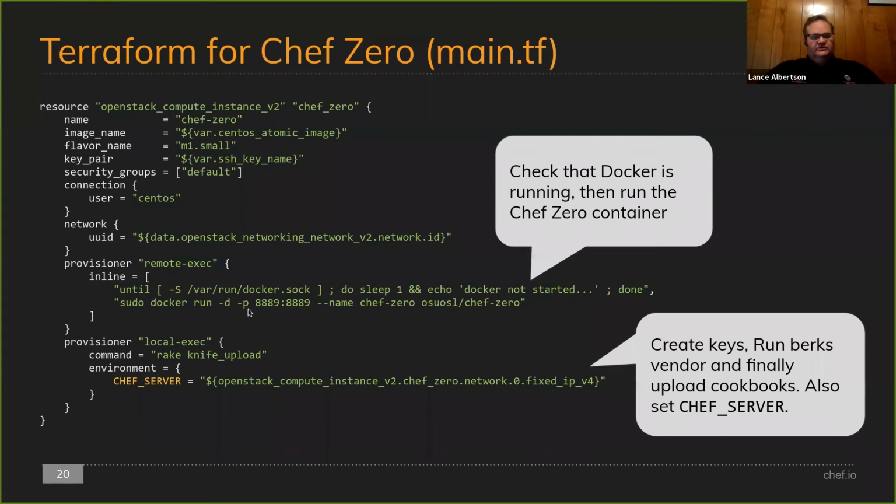And then once that gets done, it'll run a local command that runs the knife upload command. And then we'll grab that knife, or that Chef server, environment variable from Terraform, and it properly sets that all up and runs it properly. And I'll show you an example of this running here in just a little bit.